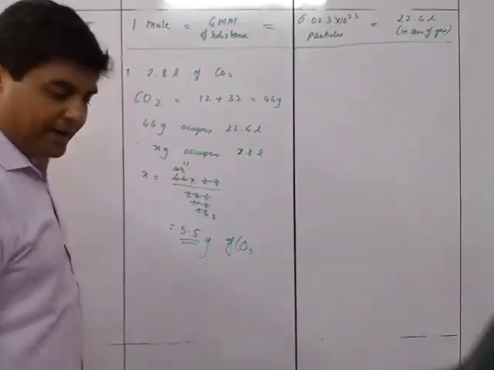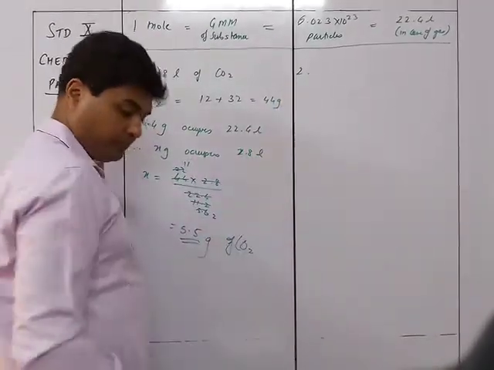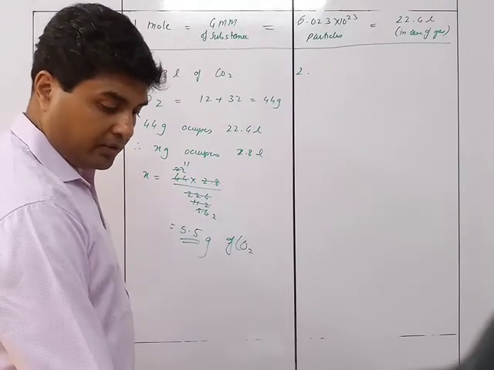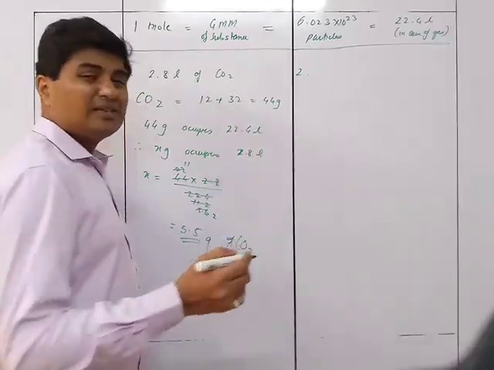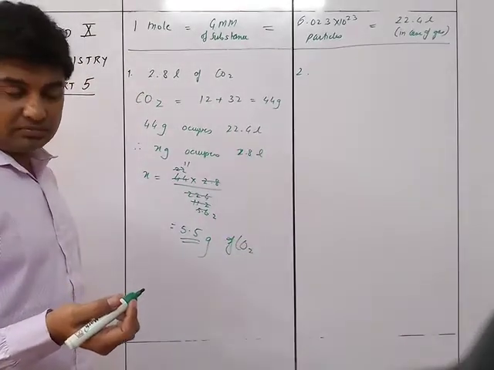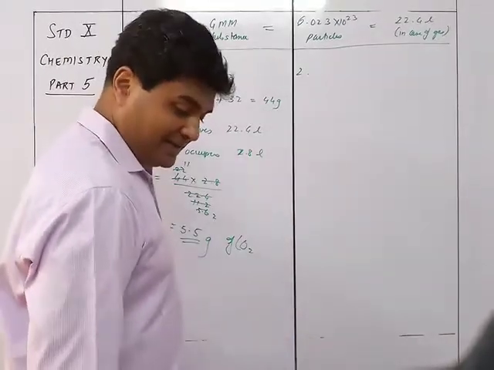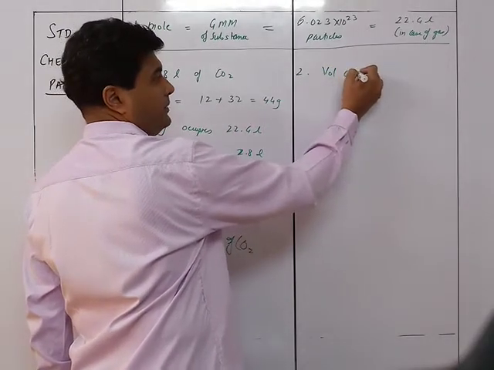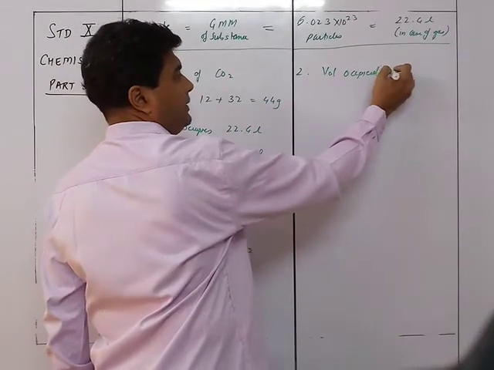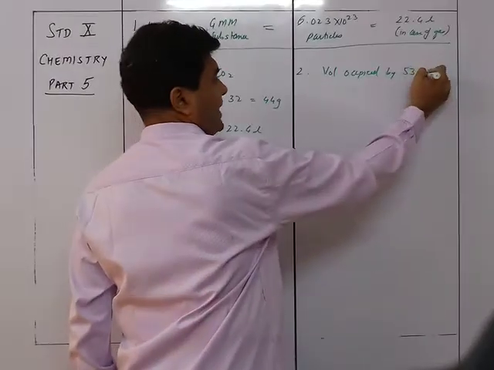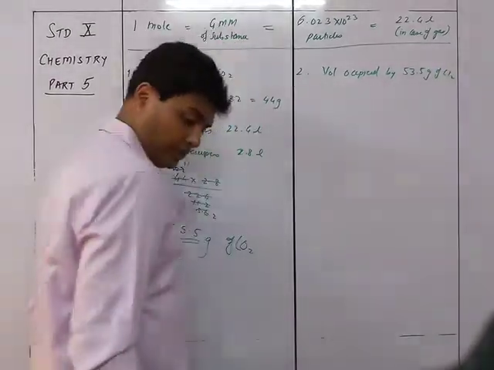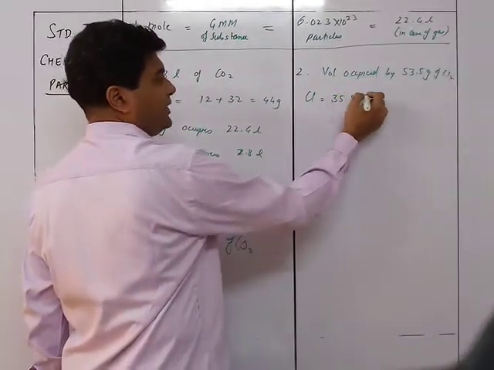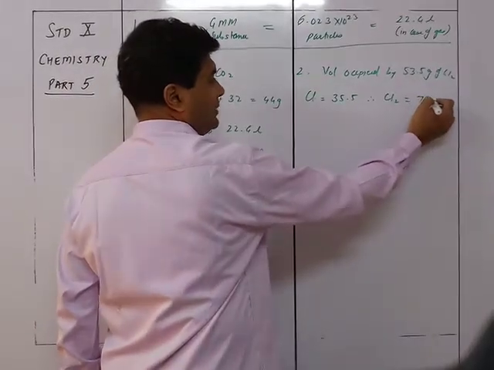5.5 grams of CO2 occupies 2.8 liters. Now the next sum: the volume occupied by 53.5 grams of Cl2. The calculations here are many times very boring to a certain extent. We have to find the volume occupied by 53.5 grams of Cl2. You know that Cl is 35.5, therefore Cl2 is 71 grams.